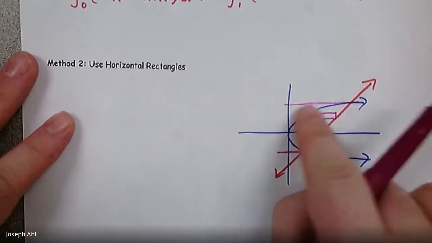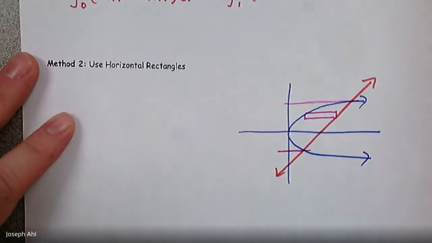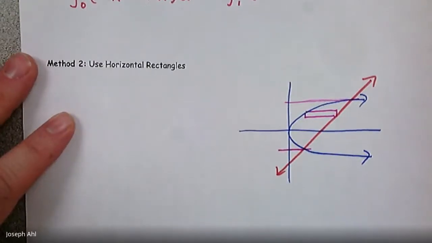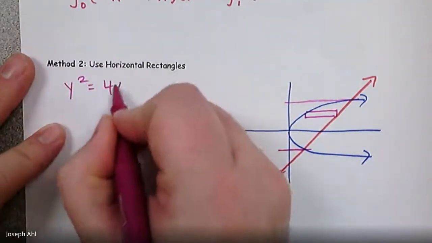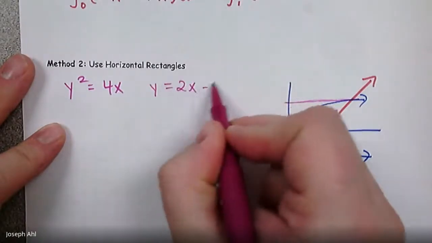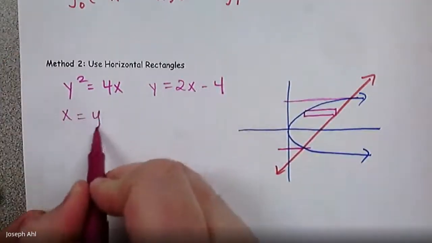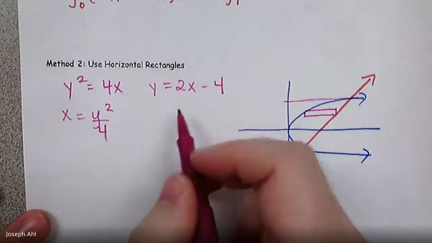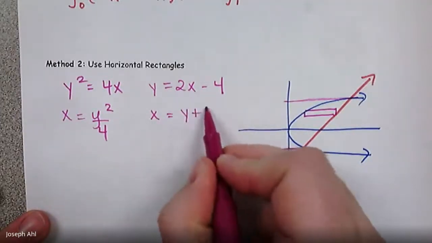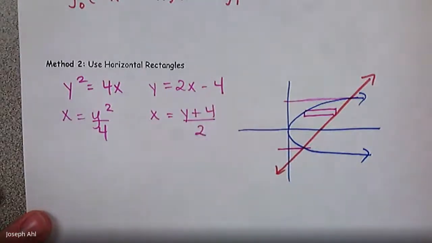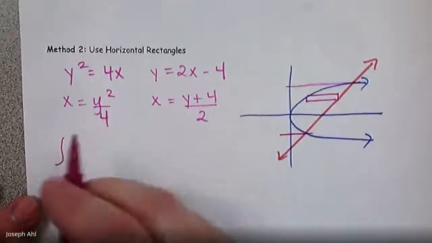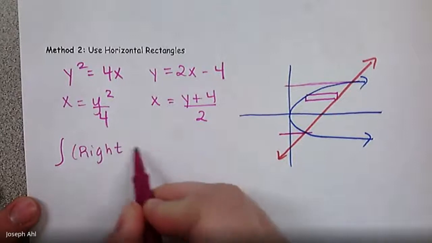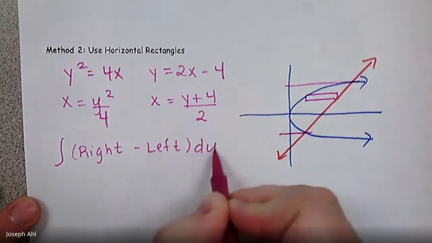If we're integrating with respect to y with these horizontal rectangles, we have to get our functions to be x equals in terms of y. So our originals are y squared equals 4x, and then y equals 2x minus 4. So really quickly, x would equal y squared over 4. And then over here, you would get x equals y plus 4 over 2. So if you integrate these curves with x equals in terms of y, the right curve minus the left curve dy, that would equal the exact area that we calculated up here.